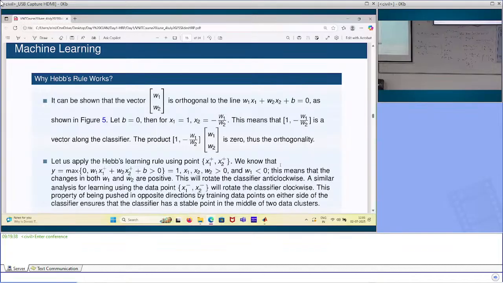Why are we making it an issue? We are making it an issue to answer Makaran's question. Okay, a little mistake of mine here. This will rotate the classifier clockwise. Okay. So now let's look at this carefully.